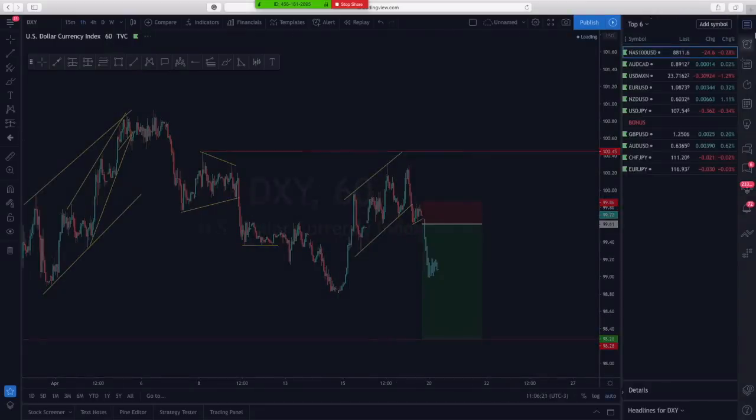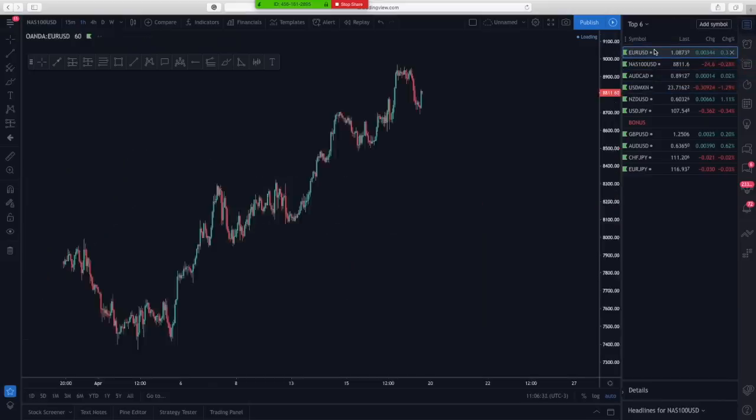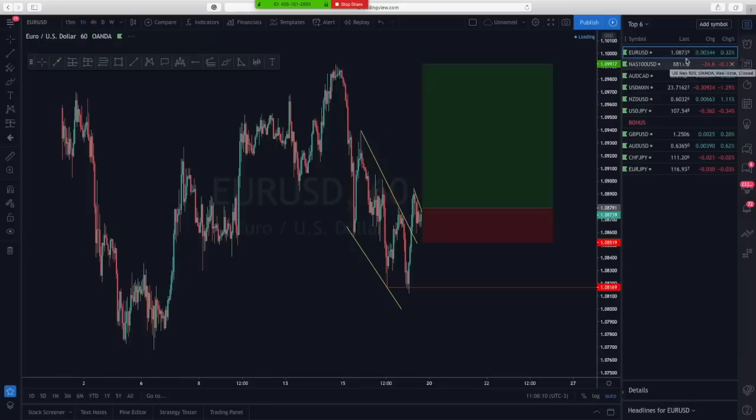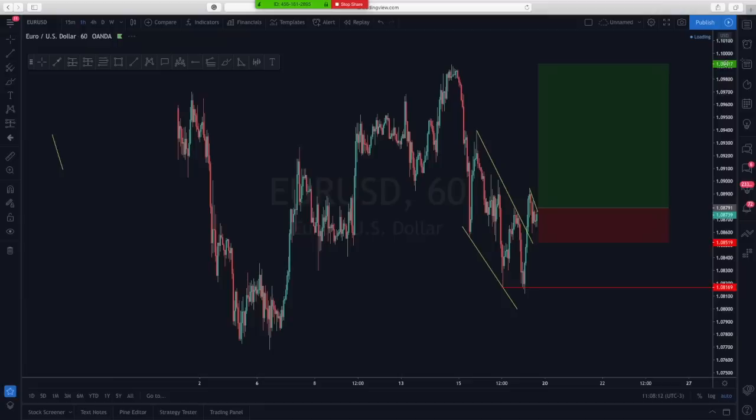But okay, let's see NASDAQ. Let's see NAS 100 USD. Okay, and let's start off first with EURUSD since we just saw the dollar index. So let's start off first with EURUSD and then we'll see Nasdaq afterwards. Nice, okay. There we go.